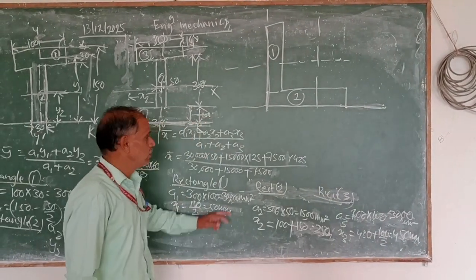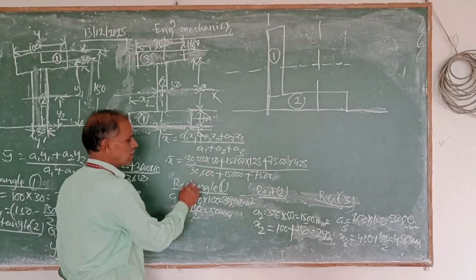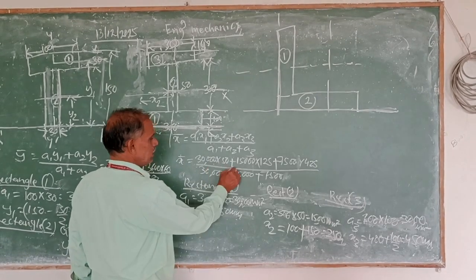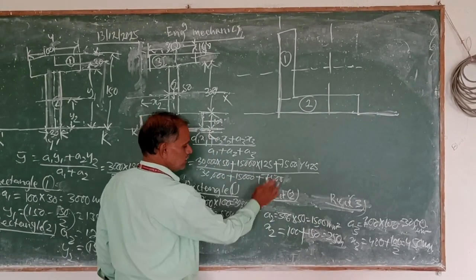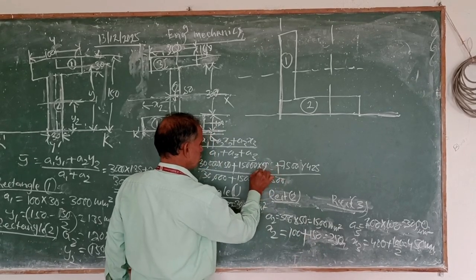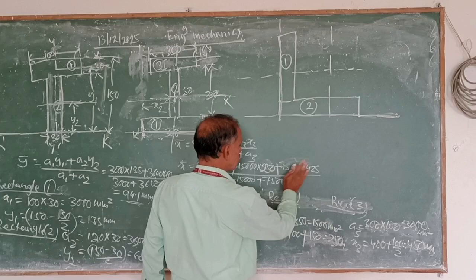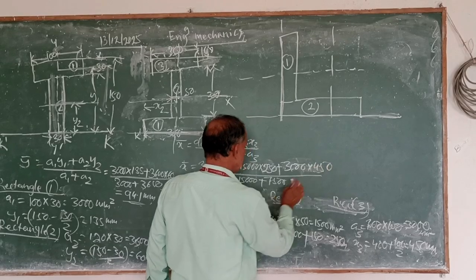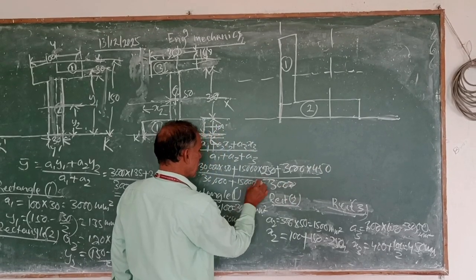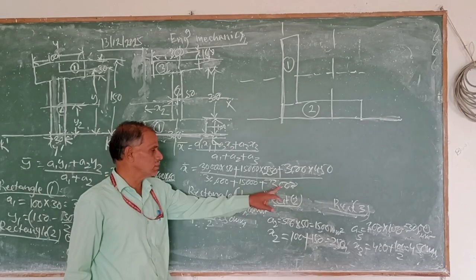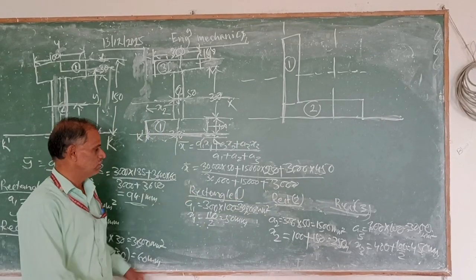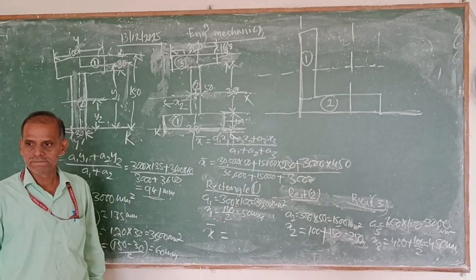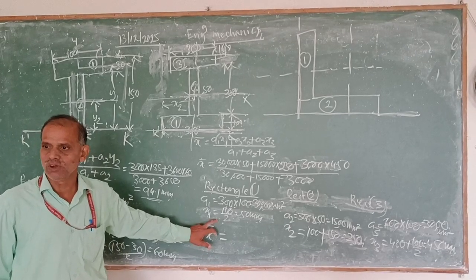So now we will find the x bar like this: 30,000 into 50 plus 15,000 into 250 plus 30,000 into 450 divided by 30,000 plus 15,000 plus 30,000. In this case we can find the value of x bar. Okay, so you can calculate the value of x bar easily.